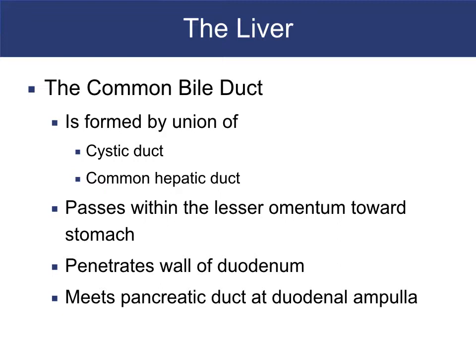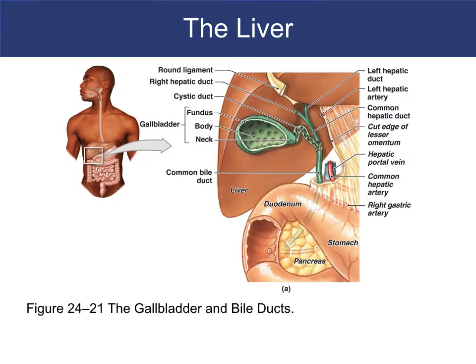The common bile duct is formed by the union of the cystic duct and the common hepatic duct. It passes through the lesser omentum towards the stomach, penetrates through the wall of the duodenum, and meets up with the pancreatic duct right at the ampulla, right there. This is kind of a cute picture showing this. Here's the cystic duct coming through here. The cystic duct has a bunch of spiral valves in it, and it comes down and meets up. The common bile duct goes around in back of the duodenum, as illustrated here, and meets up with the pancreatic duct right here as it dumps into the duodenum.